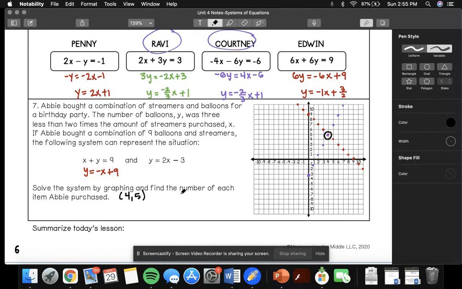And then just making sure that I know which is what. X is the number of streamers, so 4 streamers, and 5 balloons.